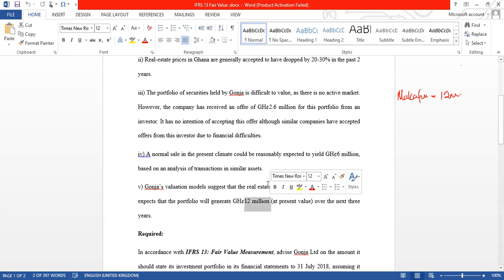So what I will opt for is the 6 million, which is: a normal sale in the present climate could reasonably be expected to yield 6 million based on an analysis of transactions in similar assets. So we are pegging it with similar assets, like we learned earlier on. If it's not identical and we have similar assets, we can also peg it at that model. So that's what I will go for. Thank you very much. And that's the correct analysis.